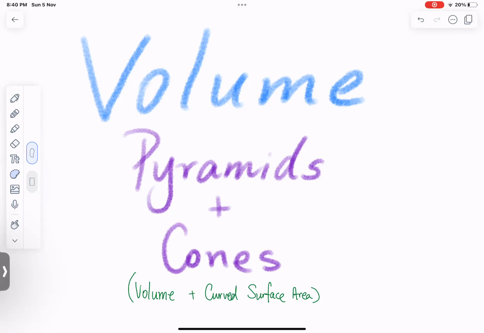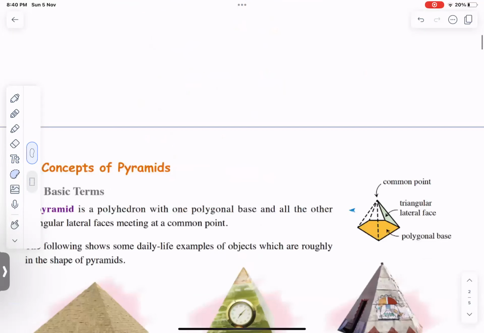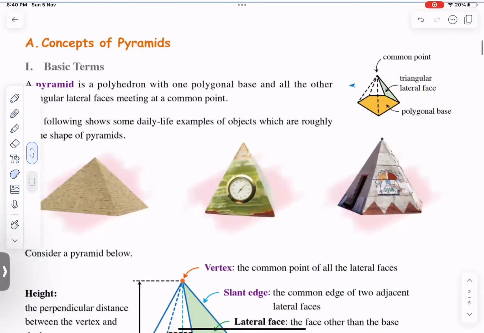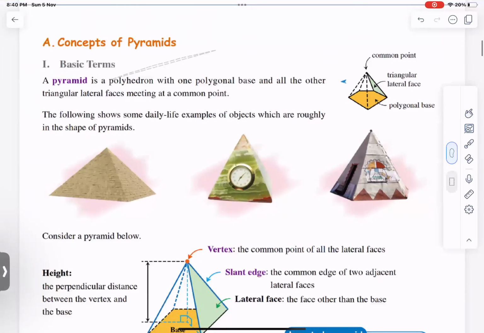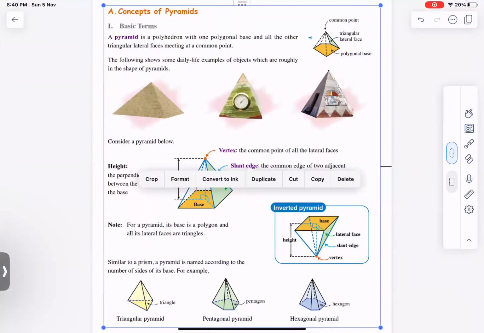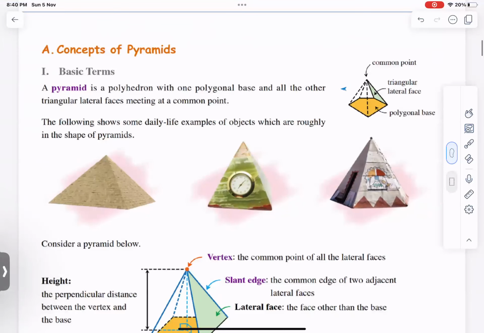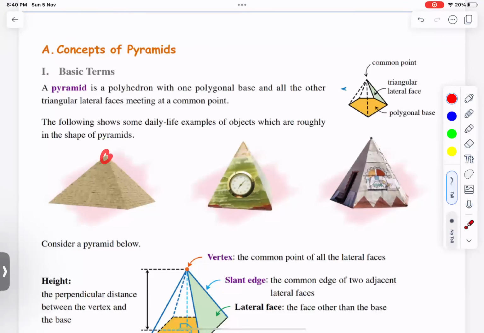So we start with pyramids first. The easy way to understand pyramids is that they are in this shape. Let's make it a little smaller and see if you can understand it. These are all called pyramids, like the Egypt one, or these. I'm not sure if those are actually pyramids, but I just need you to know what a pyramid is. The only thing special is that there is a common point on top.